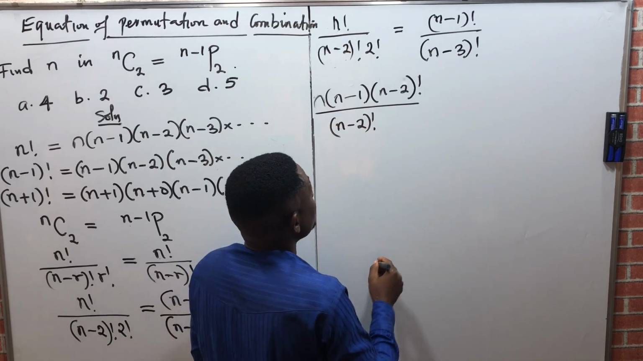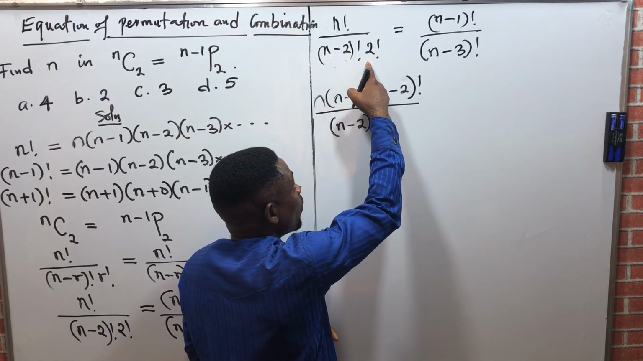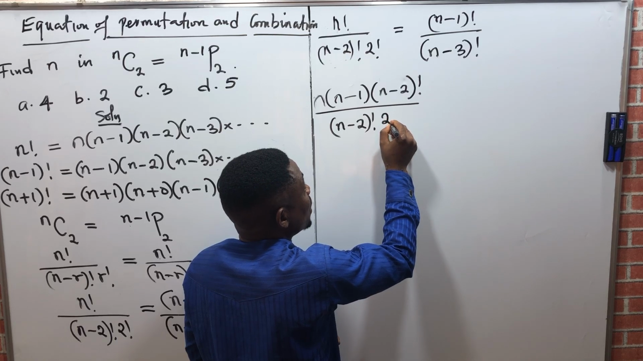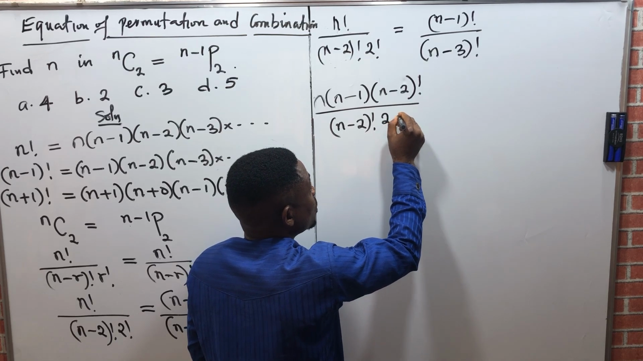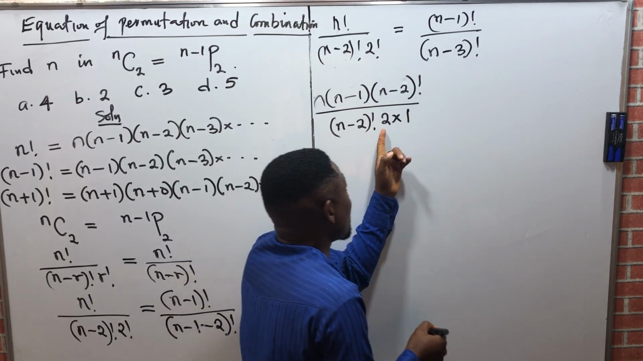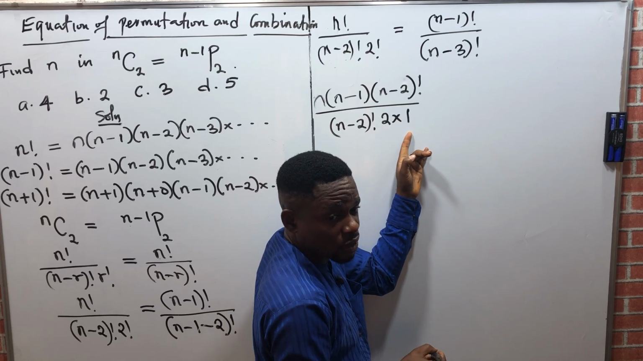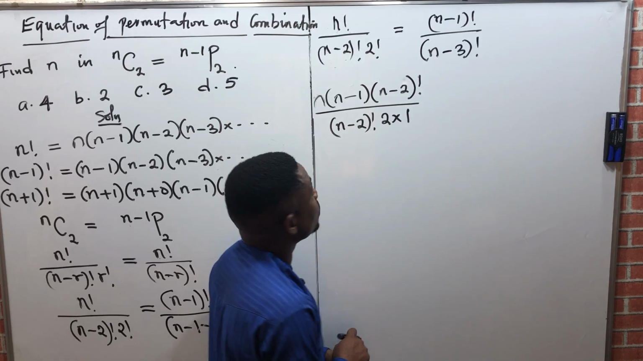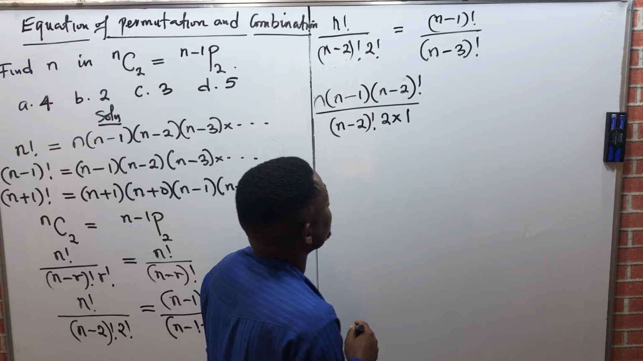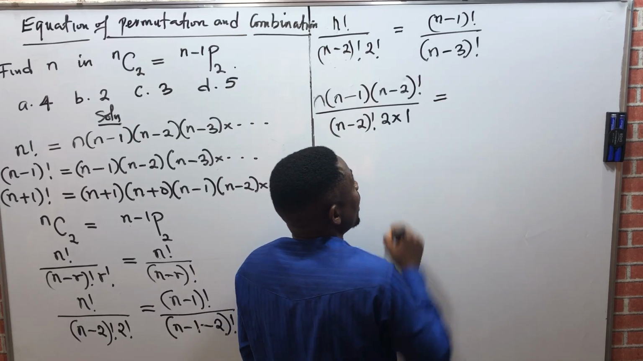Are you there now? Now, next is 2 factorial. What is 2 factorial? It is 2. You start with the given value 2 times 1. It will start with 2 and decrease to 1. And that is all about the left-hand side.